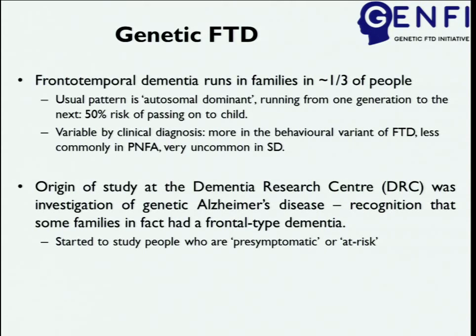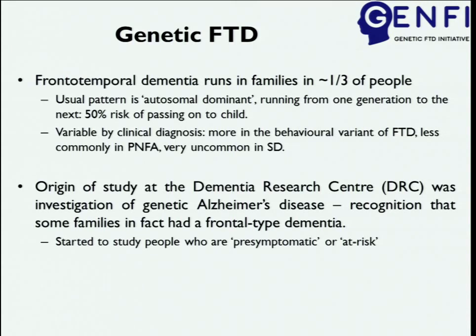And we've been studying people for a long time. When Martin Rohrer and John Hardy were here looking for Alzheimer's disease genes, they recognized that lots of the families that they were seeing actually didn't have an Alzheimer-like presentation. They noticed that quite a lot of them had a frontal-type presentation. And Penelope, who sat on the front row, spent a lot of her time traveling around and collecting people and families who had a variety of types of dementia, but particularly had an FTD-type dementia.